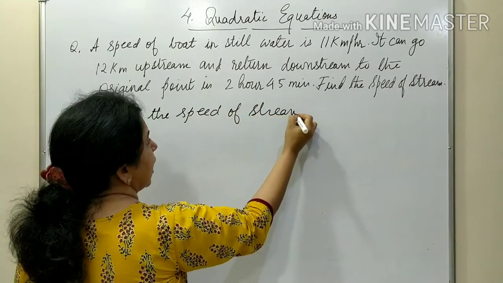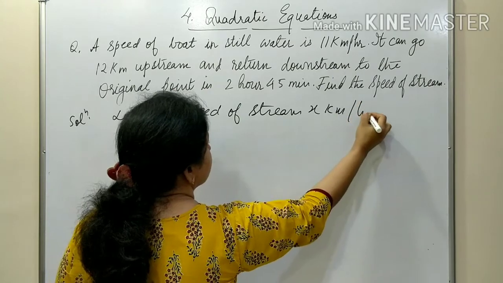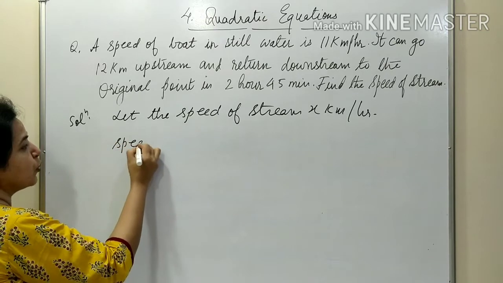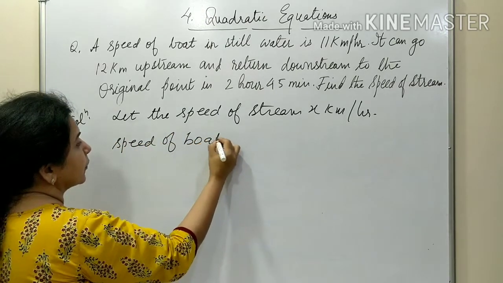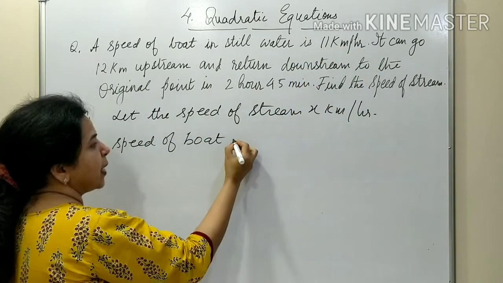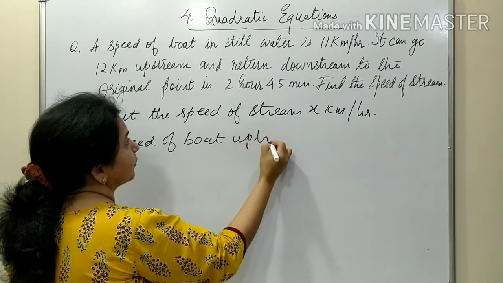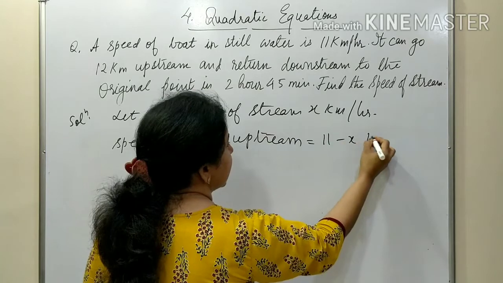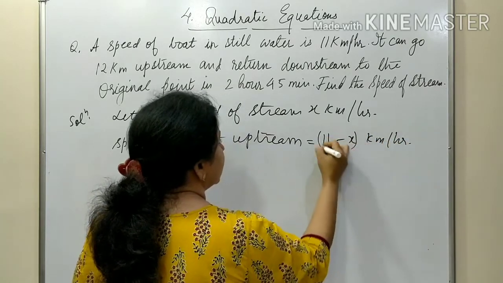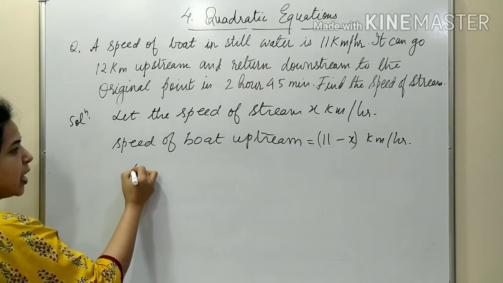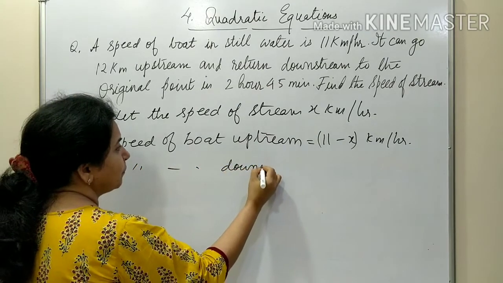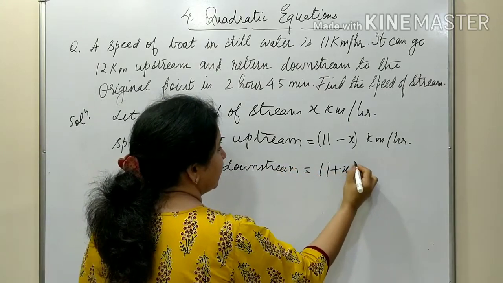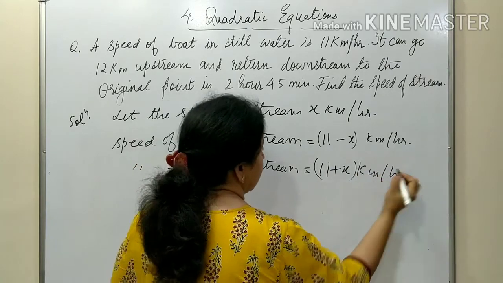Let the speed of the stream be x km per hour. Here the units are kilometer and hour, so we are taking x km per hour. The speed of the boat in still water is 11 km per hour, but the speed of the boat upstream is 11 minus x km per hour. I already told you that in upstream the speed will be less. And downstream, with the stream, the speed will increase, so the speed will be 11 plus x km per hour.